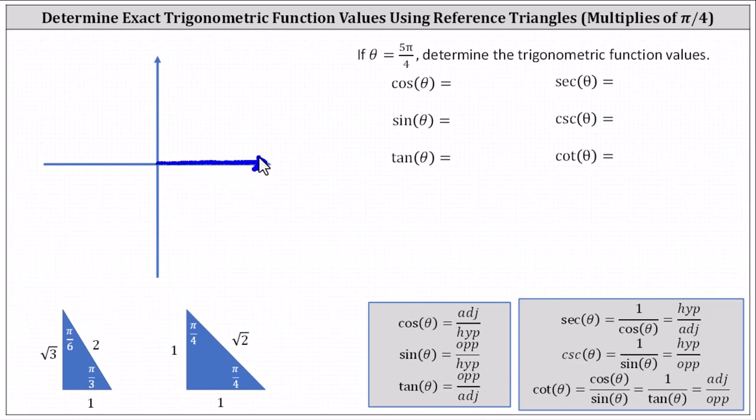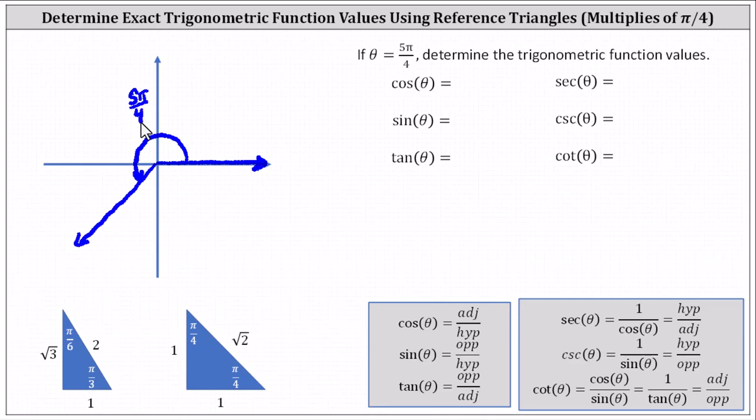Because the angle is positive, we rotate counterclockwise 5 pi divided by 4 radians, or 5/4 pi radians. Half a rotation counterclockwise would be 4/4 pi radians. We need to rotate another pi divided by 4, 1/4 pi radians, for 5/4 pi radians, which should be here. This is the terminal side for 5 pi divided by 4 radians.